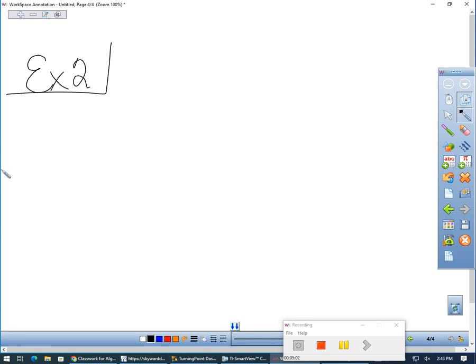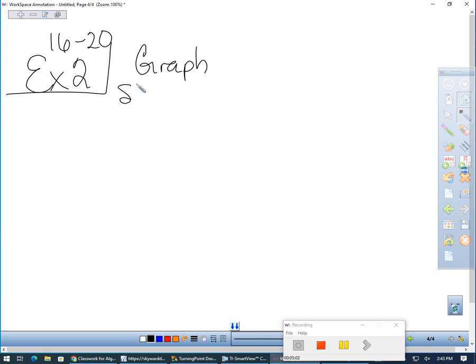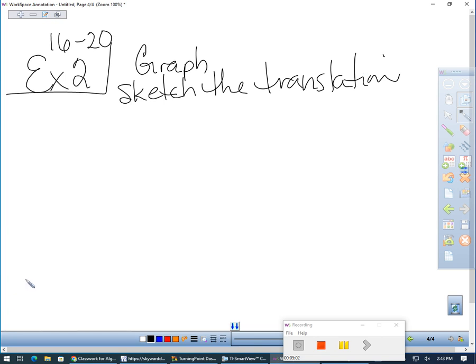Example number 2, this is going to do 16 through 20. Again, although it says to graph, I really want you to sketch the translation. So you need to describe it to me and sketch it. So we're going to do more than one thing this time at once. Let's say I have y equals 3 square root of x minus 1 plus 4.